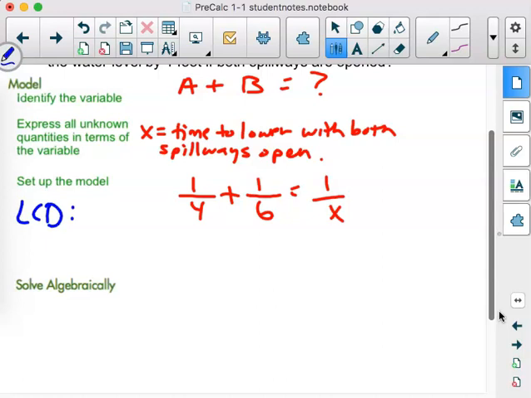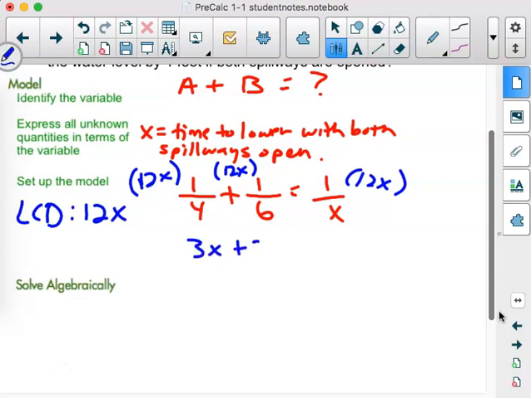12 and the X. We're going to multiply all three terms by 12x. We're, of course, going to do some canceling. We'll reduce in here with the 4 and the 12 will get us 3x. The 6 and the 12 will get us a 2x. And over here, the x's will cancel, and we'll get 12.